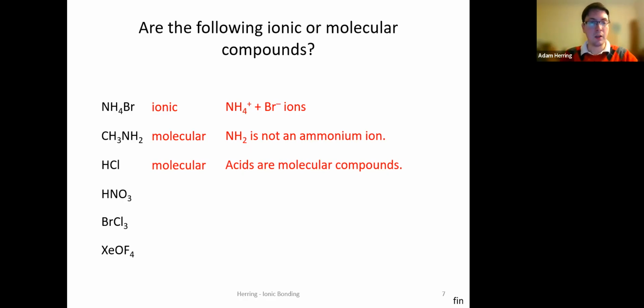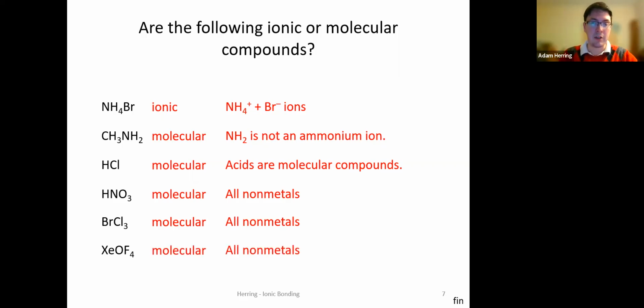The next one, we have hydrogen with nitrogen and oxygen. These are all nonmetals, and so this is a molecular compound. The next one consists of bromine and chlorine. Again, these are both nonmetals, so this is a molecular compound. Finally, the last structure consists of xenon, oxygen, and fluorine, all three of which are nonmetals. Therefore, this is a molecular compound.